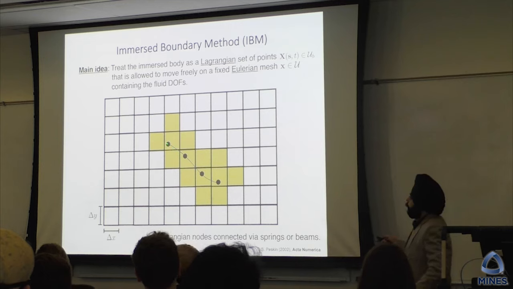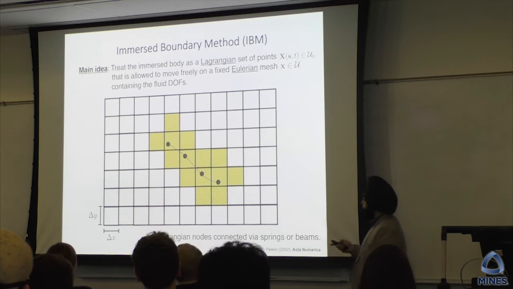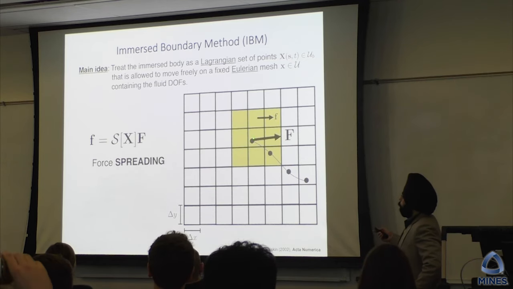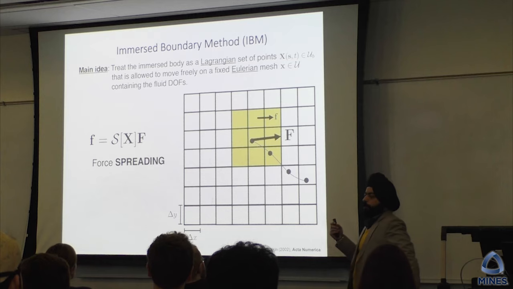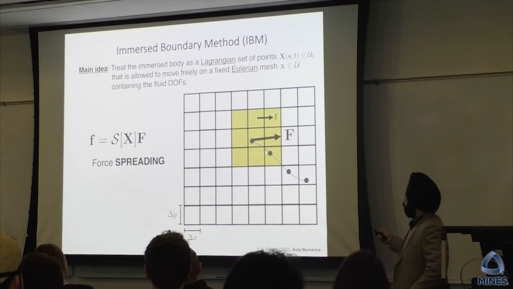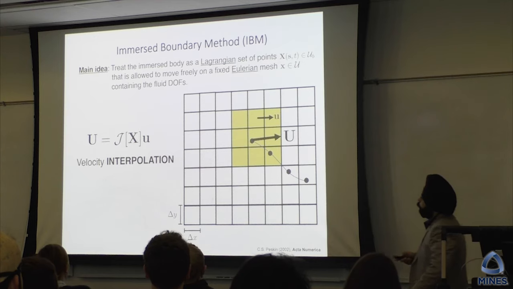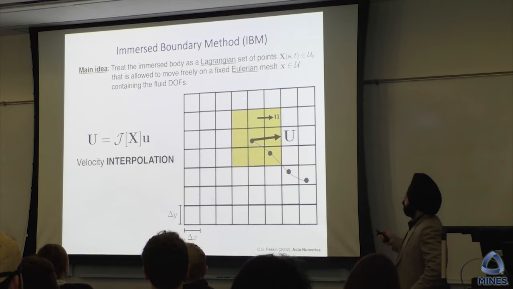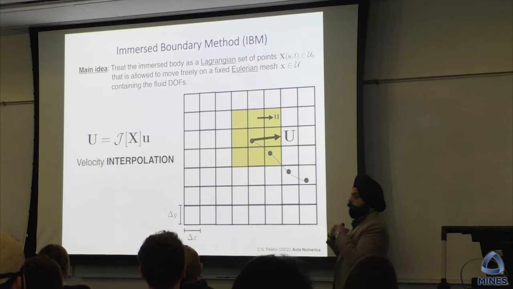But what is common is that each of these nodes has certain forcing on it. And whatever the force is, you need to put that force into the momentum equation to make sure that your fluid solver knows that you are present over there. This operation is called the force spreading operator. You take the force from the Lagrangian mesh and put it into the vicinity of the fluid. The adjoint operator is called the velocity interpolation operator. You have the fluid velocity on the background grid, and you want to interpolate that velocity onto these marker points so that you can move your structure. Okay.